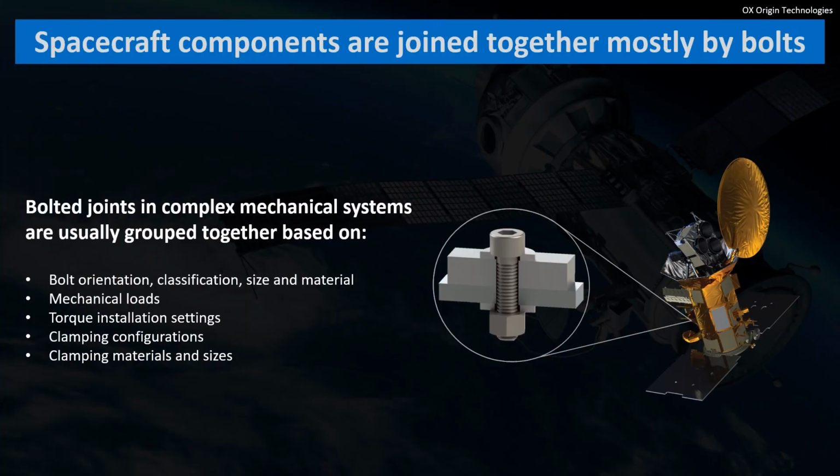Complex mechanical systems contain many bolted joints, and for the purpose of correctly designing them, people usually analyze them in groups based on common characteristics such as bolt orientation, classification, size and material, mechanical loads, torque installation settings, clamping configurations, and clamping materials and sizes.